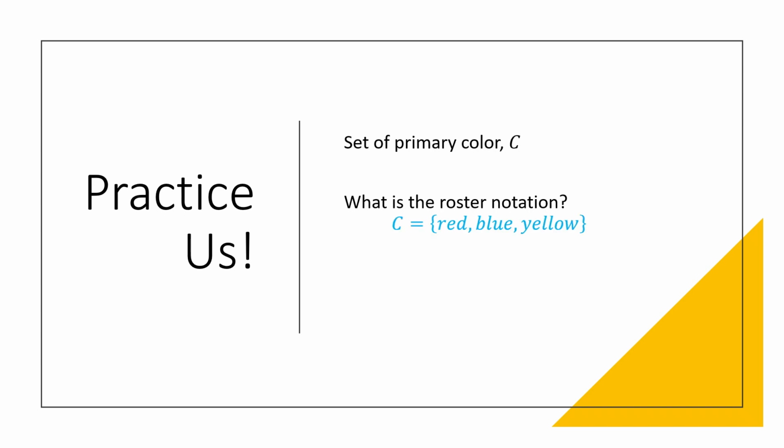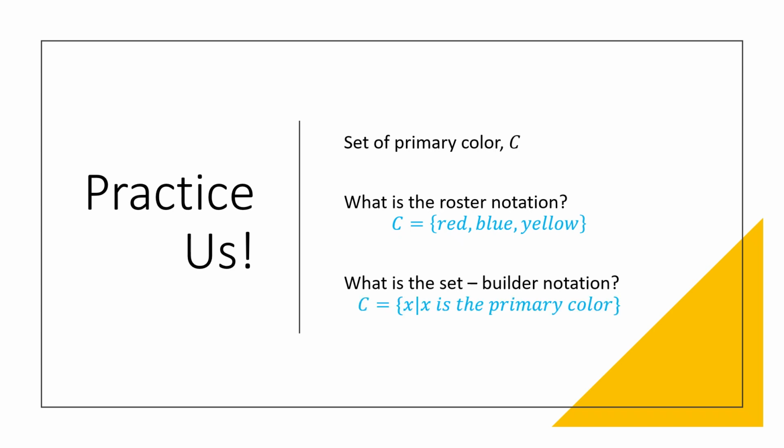Let's have some practice. So, the set of primary colors. We denote the set of primary colors as C. If you were asked what is the roster notation, you can write it this way: C is equal to open braces red, comma, blue, comma, yellow, close braces. Now, if you were asked what is the set builder notation, we can say that C is equal to x such that x is a primary color.